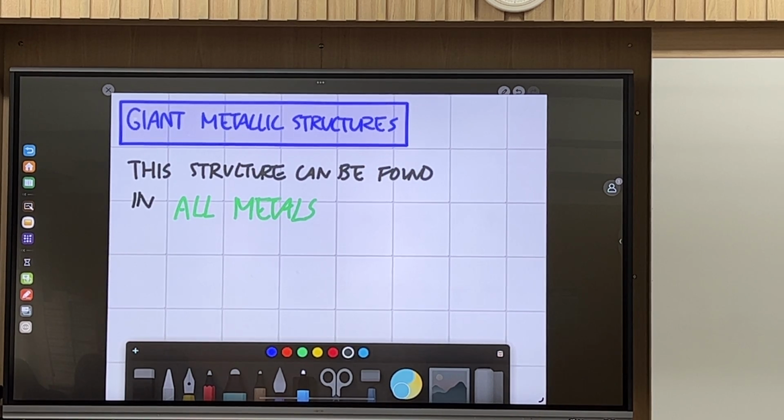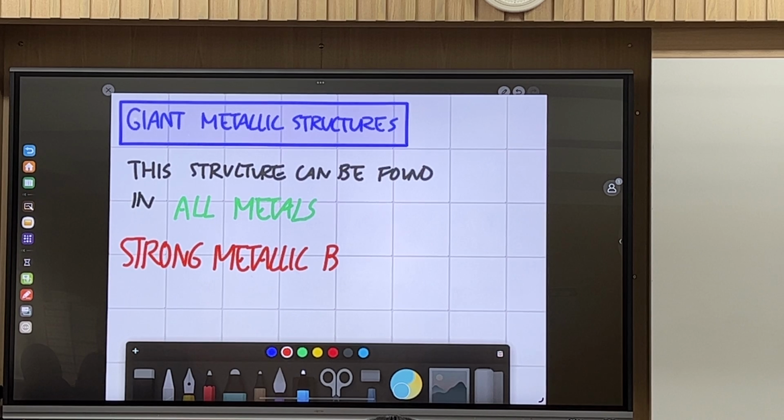And in metals, there is what we call metallic bond. So strong metallic bond. Makes sense. In ionic compounds, we have ionic bonds. In covalent substances, we have covalent bonds. So now, when we look at giant metallic structure, of course, we have strong metallic bonds, which can be seen in metals.